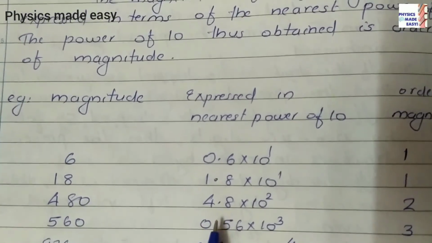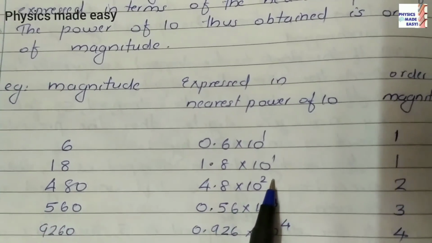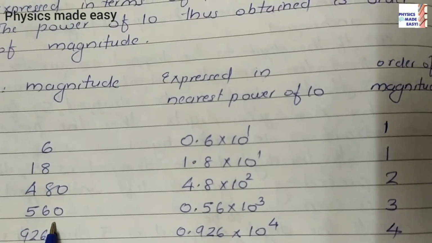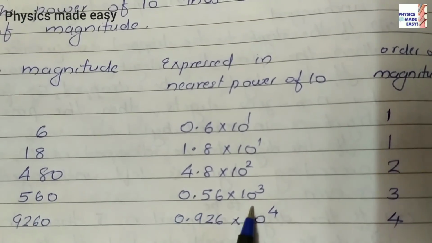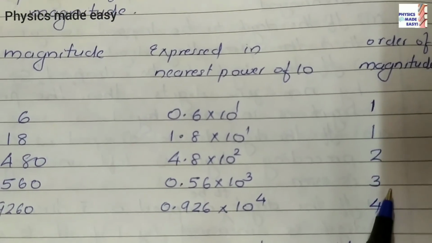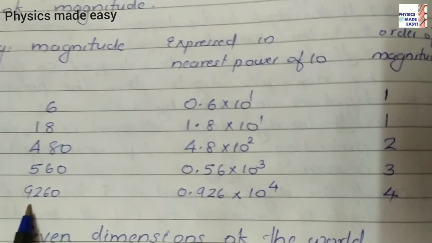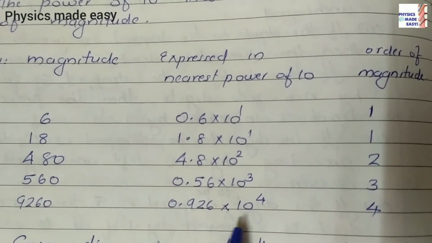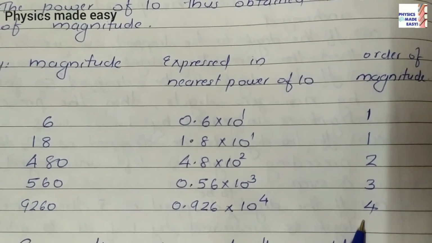480, 4.8 into 10 square. Here the order of magnitude is 2. 560, 0.56 into 10 raised to 3. If you are writing like this, here the order of magnitude is 3. 9260. So 0.926 into 10 raised to 4. Here the order of magnitude is 4.